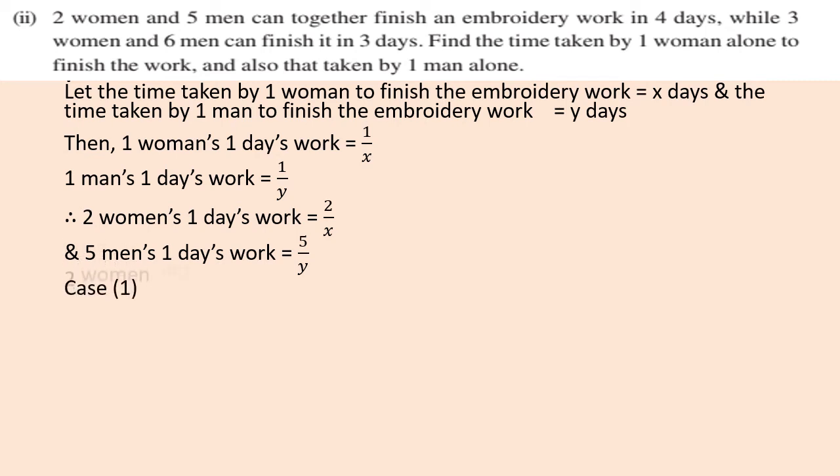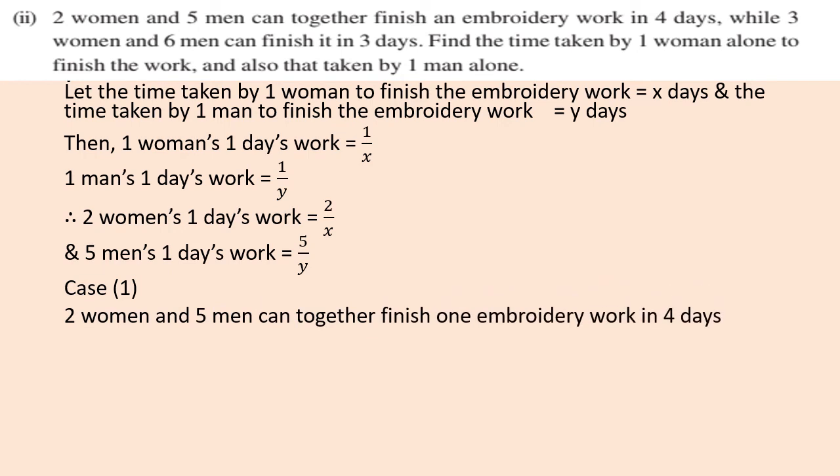Now case 1, that is 2 women and 5 men can together finish one embroidery work in 4 days. That is 4 multiplied by (2 upon x plus 5 upon y) equals 1. Or you can write it in the same way, 2 upon x plus 5 upon y equals 1 upon 4. Now you multiply each term in the bracket, you are getting 8 upon x plus 20 upon y equals 1, and number that equation as 1.